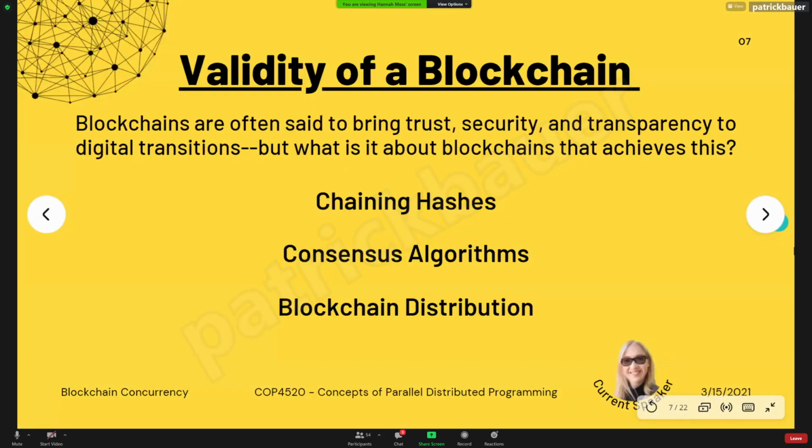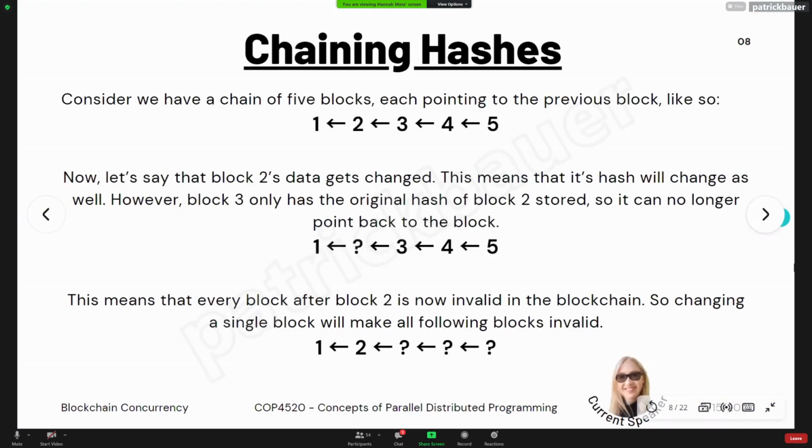All right, and now that we know what a singular block is, let's get more into the blockchain as a whole. Blockchains are often said to bring trust, security, and transparency to digital transactions. But what is it about blockchains that achieves this? We're going to be able to chain hashes with it. It has consensus algorithms and blockchain distribution. First, I'll talk about chaining hashes. So I'll do an example.